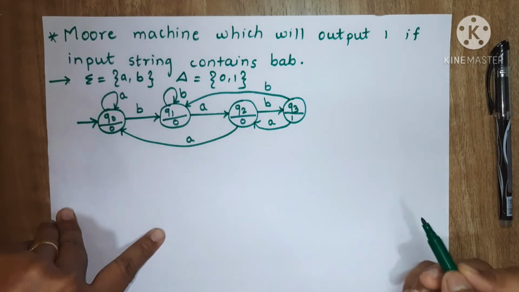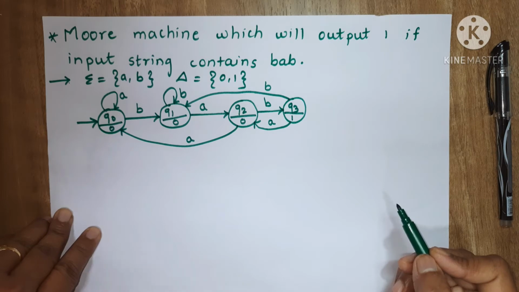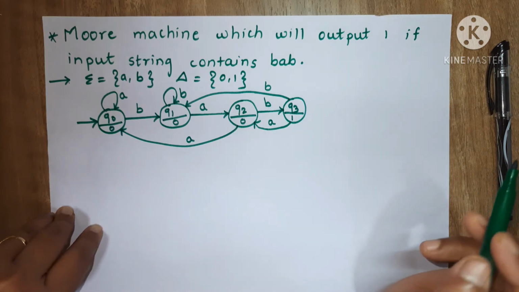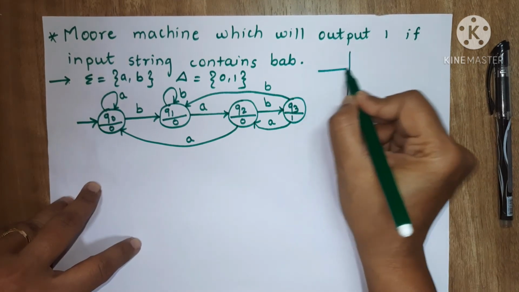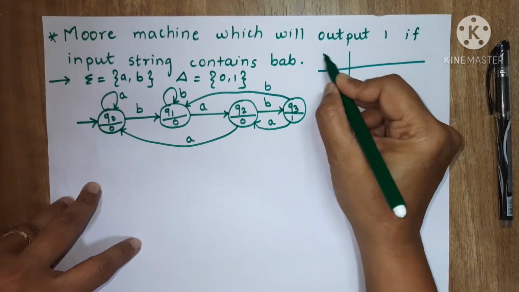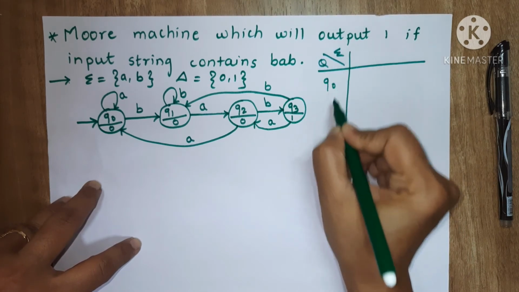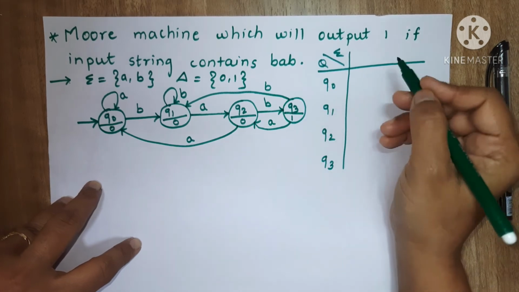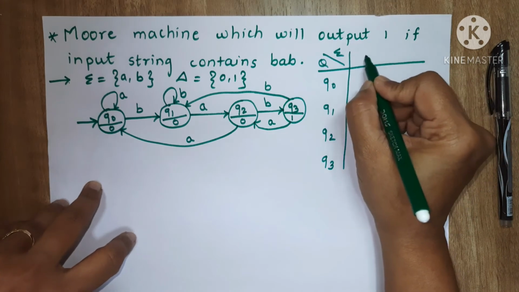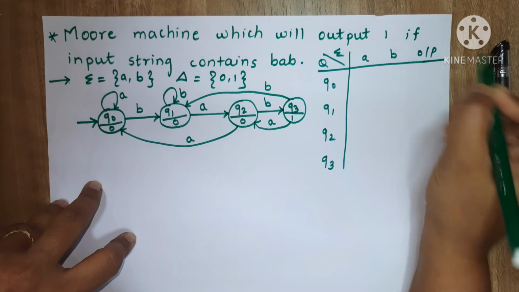Okay, so this is my Mealy machine which will accept all the strings, and whenever there is a string BAB, at that time it will produce the output as 1. So now we will draw a state transition table for this Mealy machine. So here Q and sigma. So here states are Q0, Q1, Q2 and Q3. Here input alphabets are A, B and the output column will be there.